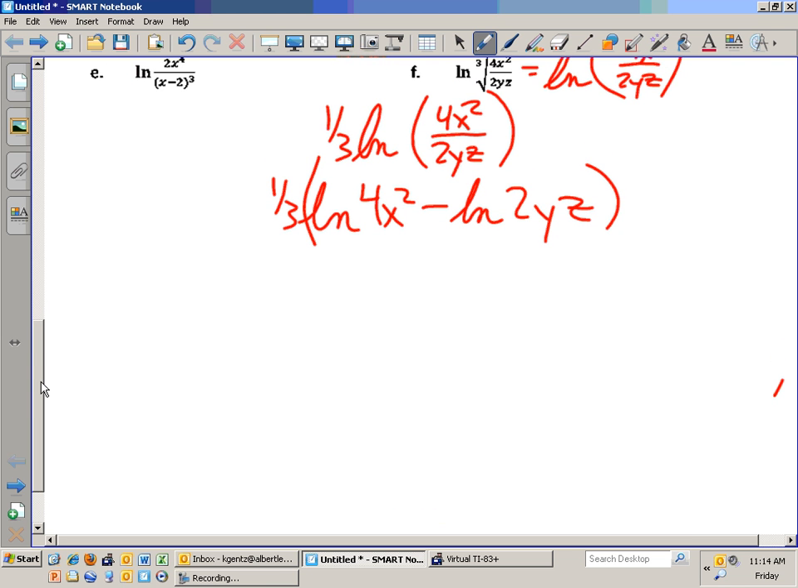Factor out a natural log? Doesn't work like that. Unfortunately. If I had the natural log of 4x squared again, I could factor out a natural log of something, but it has to be of the same thing. Okay? Question.